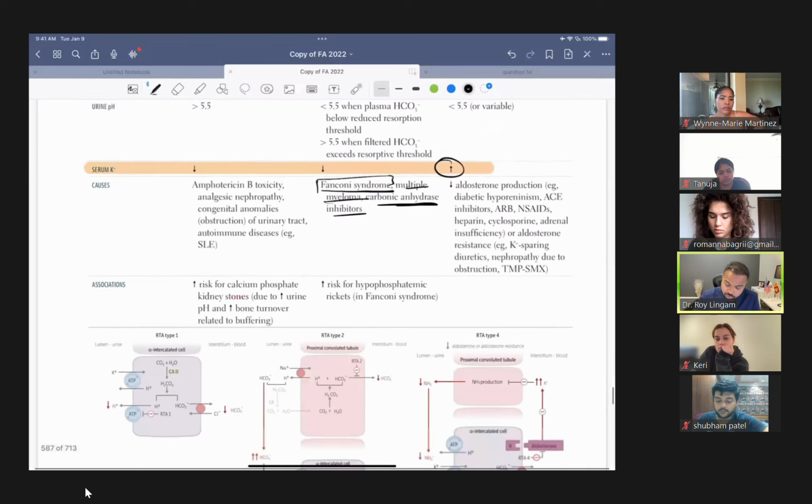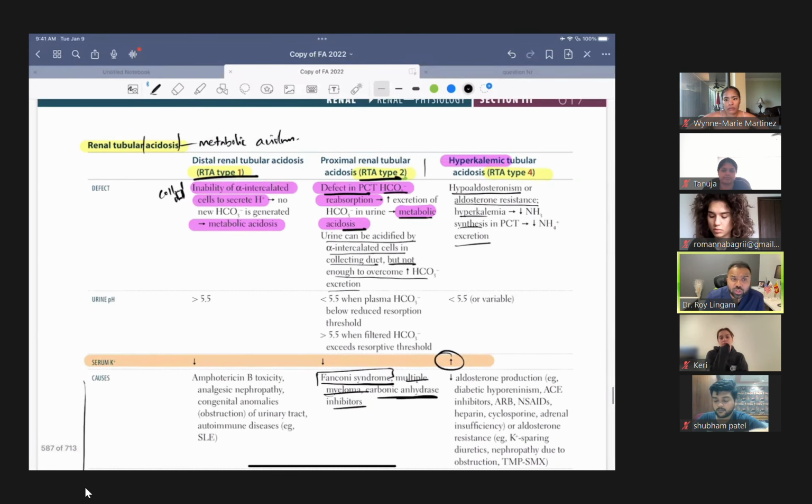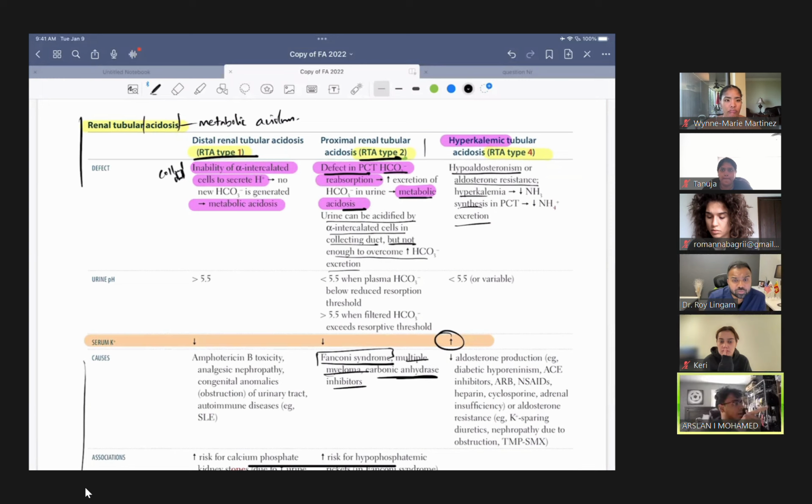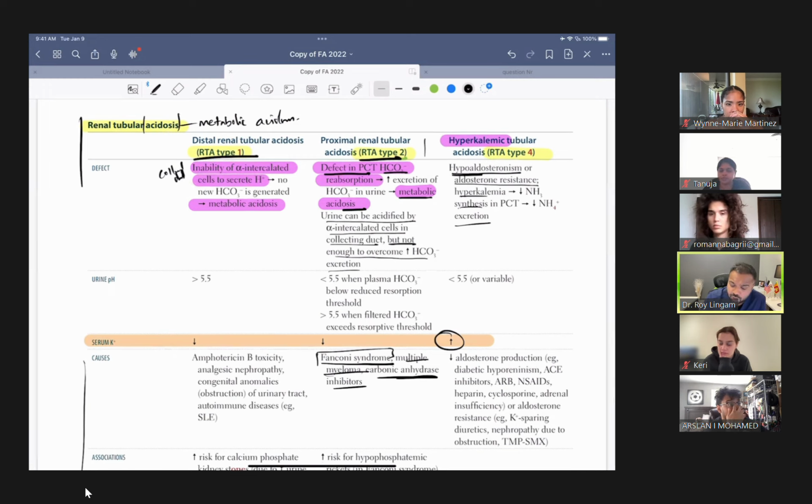Now, you could ignore the rest. You don't need to worry about all these things. What they do in the exam, they give you the scenario. They want you to pick up what type. RTA1, RTA2, RTA4, all those things. So that's your renal tubular acidosis. Is everybody clear? I understand type 1 and type 2, but type 4's mechanism is how? Type 4, simply, your aldosterone is not there or aldosterone is not functioning. It's resistant. That's it.